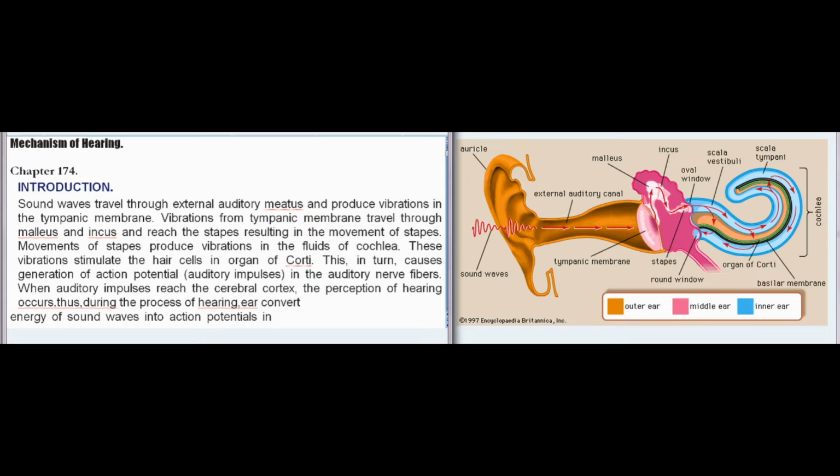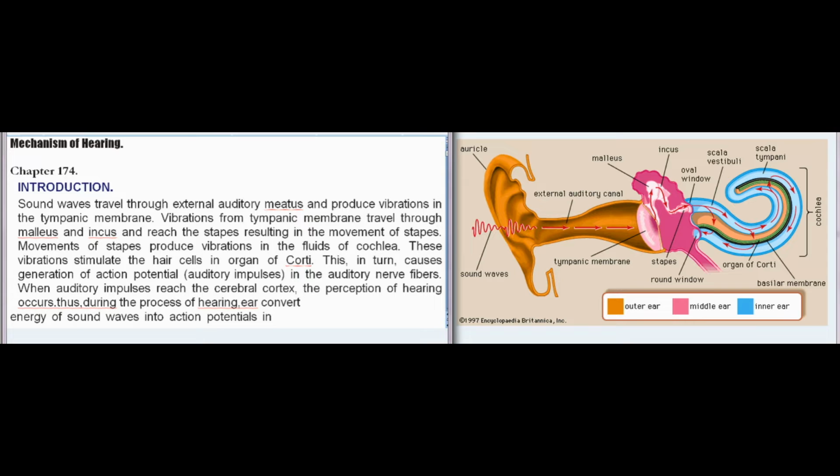Vibrations from tympanic membrane travel through malleus and incus and reach the stapes, resulting in the movement of stapes. Movements of stapes produce vibrations in the fluids of cochlea. These vibrations stimulate the hair cells in organ of Corti. This, in turn, causes generation of action potential, auditory impulses, in the auditory nerve fibers.